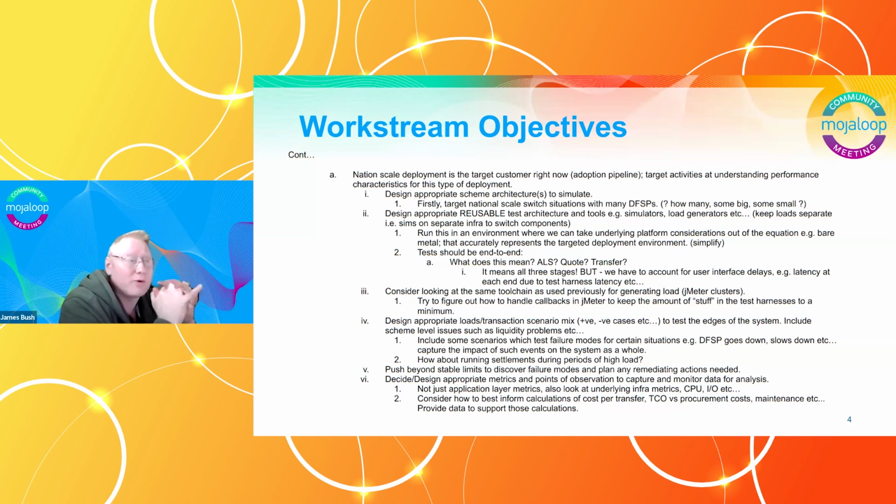So we wanted to be sure that we designed a test architecture, a test suite, that would realistically as possible simulate some of these differences in the scheme architecture. So a considerable amount of thought has been given to that.